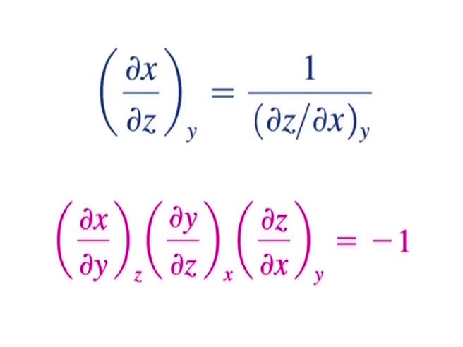The first relation is called the reciprocity relation, and it shows that the inverse of a partial derivative is equal to its reciprocal. The second relation is called the cyclic relation, and it is frequently used in thermodynamics.